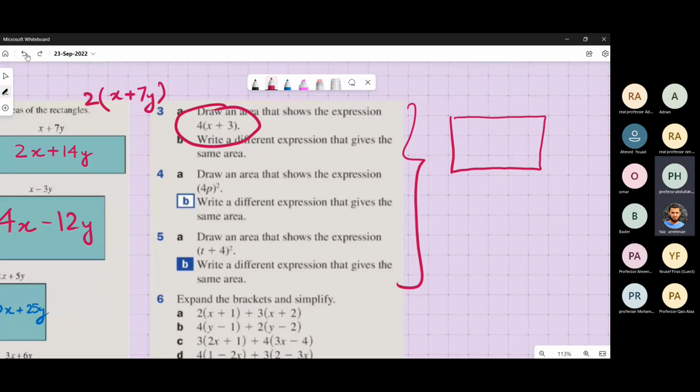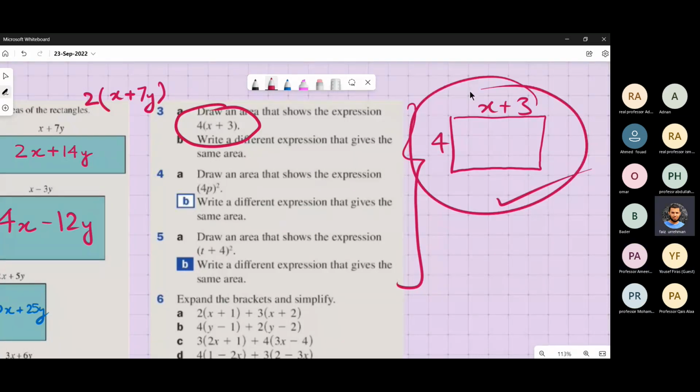X plus 3. Yes, better write the thing inside the bracket here. X plus 3. And what is outside the bracket? The length is 4. For the left, it is 4. That's all, that's only this you have to create. Clear? Make a rectangle and write the dimension.